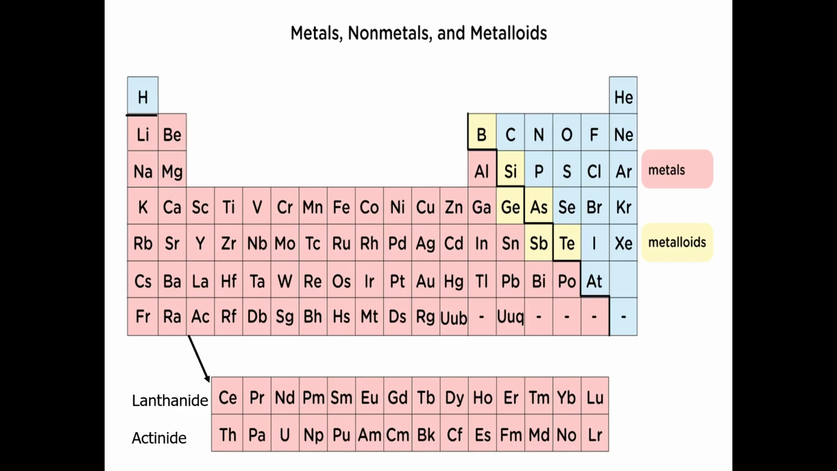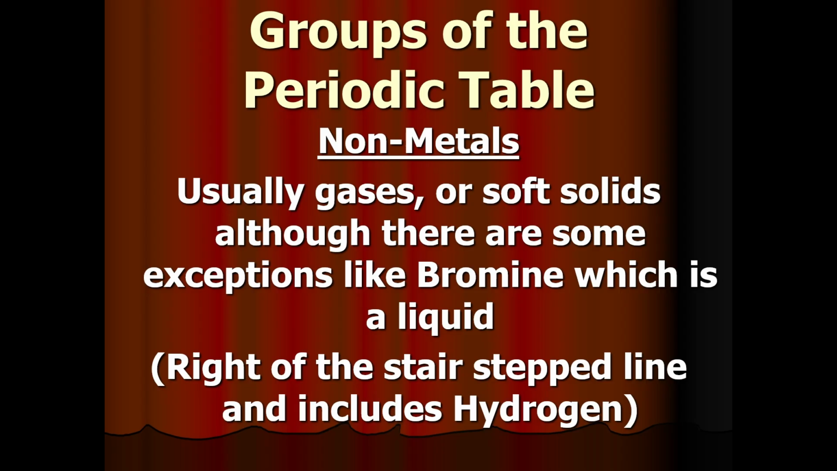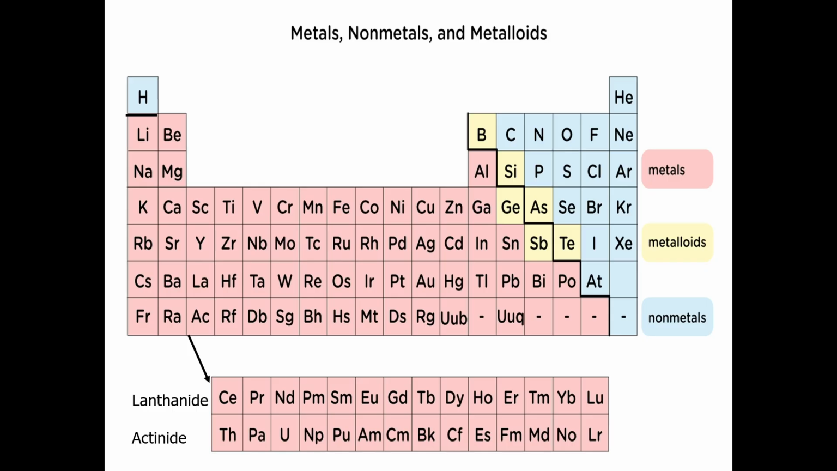However, not every element that touches the line is a metalloid, such as aluminum and polonium. Our next group is the nonmetals. The nonmetals are usually found as gases or soft solids. There are some exceptions like bromine, which is a liquid. In this periodic table, we have highlighted the nonmetals in light blue. Notice that the nonmetals can be found right of the heavy black stair-stepped line and include hydrogen.